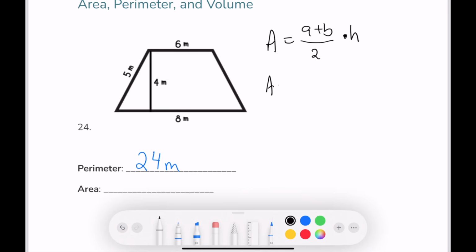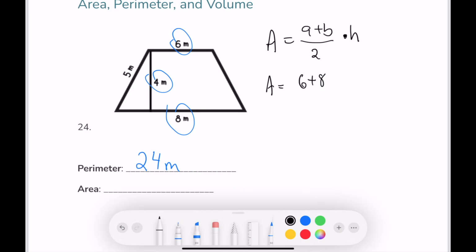So the area of a trapezoid equals: A equals (A plus B) divided by 2, multiplied by height. Let's fill in the blanks. You might be asking yourself, what's A, what's B? This is A, this is B. The shorter side of the trapezoid is A, the longer side is B, and the height is right there.